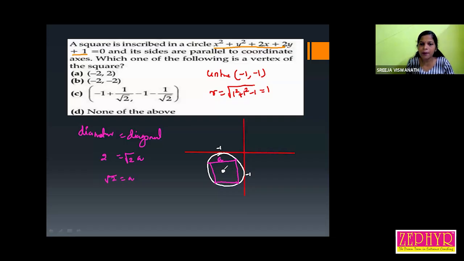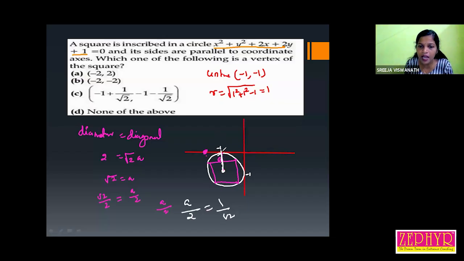Here minus 1 is the middle point. That is the center coordinate. So half of the distance from this point. How to find? So half of the distance means a by 2, side by 2. A by 2 is equal to root 2 by 2. We get a by 2 as 1 by root 2, right? So the half of this side is 1 by root 2.